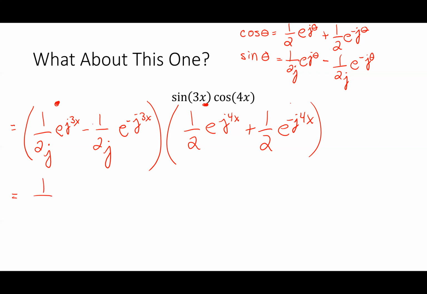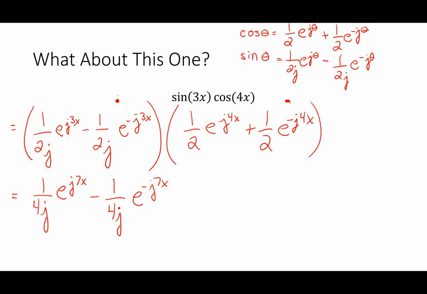What's the first term times first term? 1 over 4j e to the j 7x. Right? Then I'm going to do this term and this term, the two last ones. I'm going to do that on purpose. That's going to be almost the same thing: minus 1 over 4j e to the negative j 7x. I did it out of order on purpose. We're going to see why in a second.